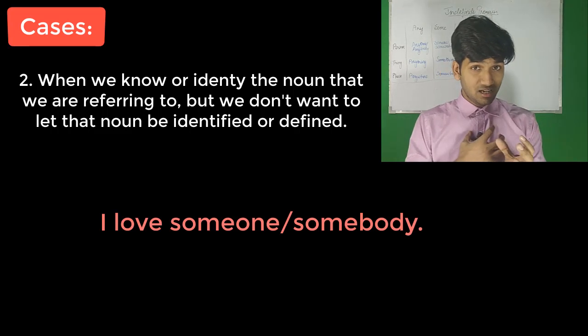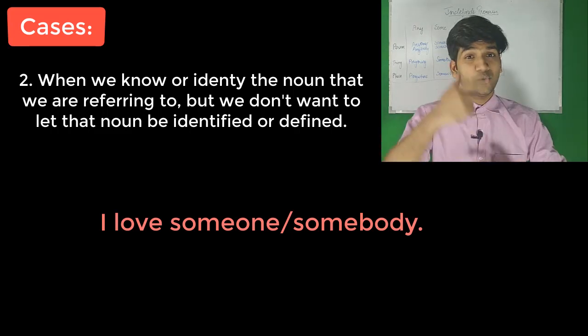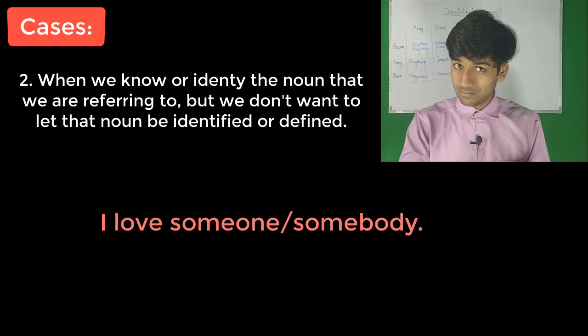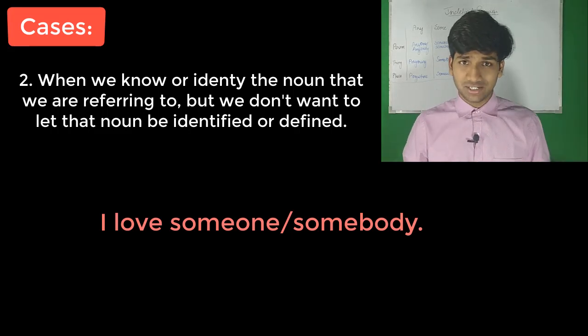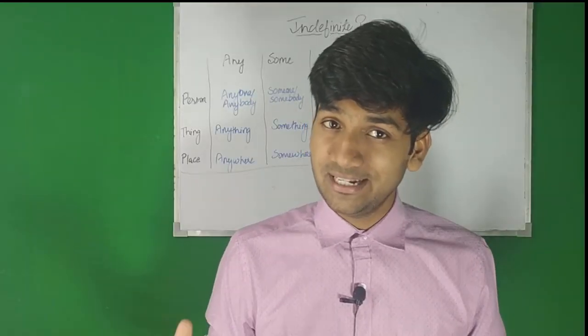When I say I love someone, I know whom I'm talking about. It's just that I don't want you guys to know who I'm talking about. Right? I mean, if I love somebody, I know who that person is. Of course I do. But I don't want you to know that. So these two are the cases where we use our indefinite pronouns.